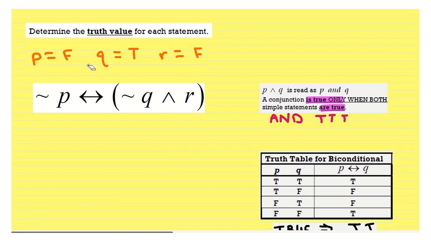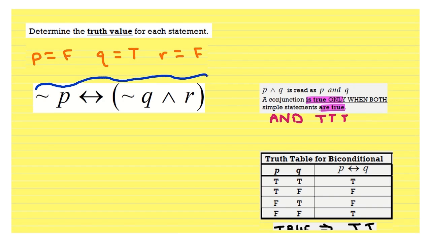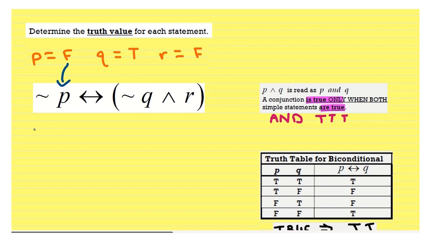Our next statement says, if not P, if and only if not Q and R. Okay, so that's got a lot of stuff in it. But the first thing we need to do, of course, is to assign our truth values. So the P has a truth value of F, so I'm going to put not F right there. And this is if and only if, which is a biconditional statement. And then parentheses, not Q. Well, the Q value is true, so it's going to be not true. And R, the R value is F.